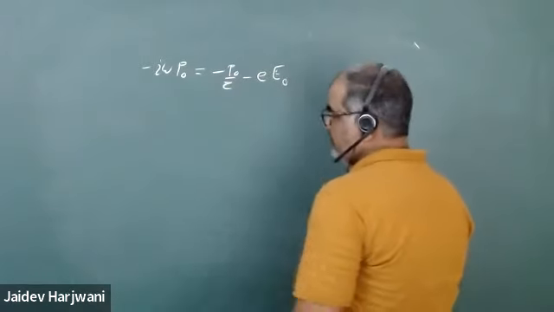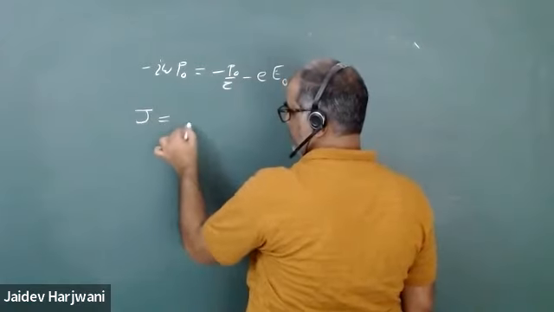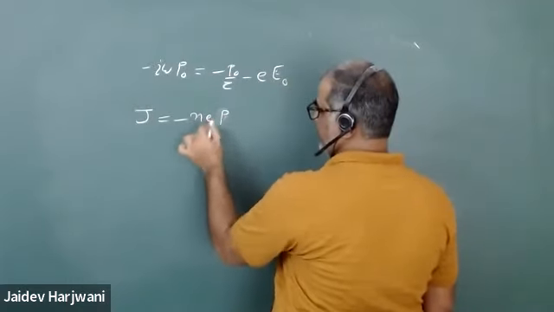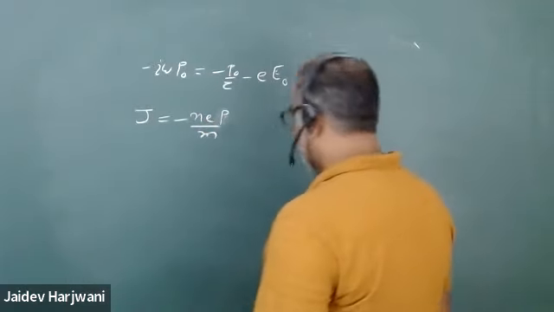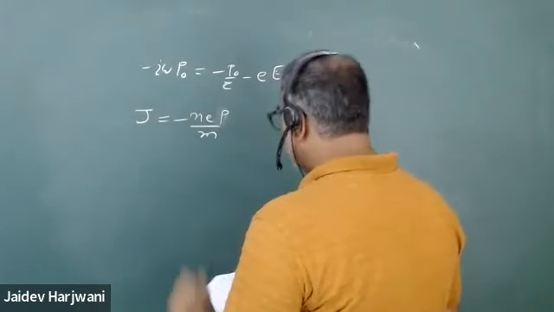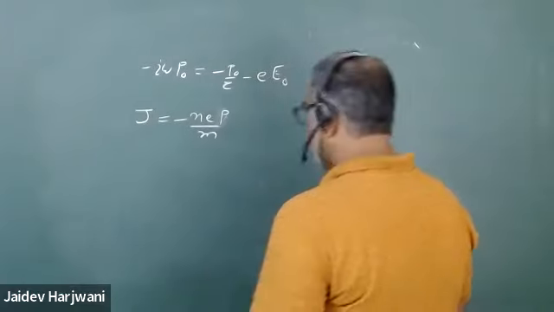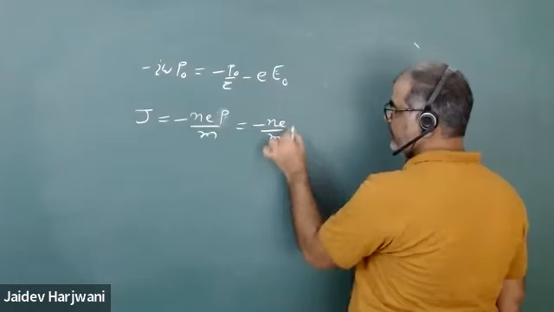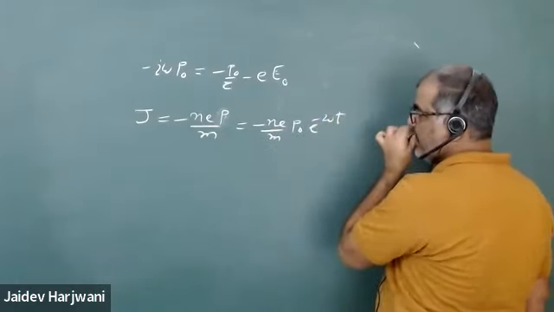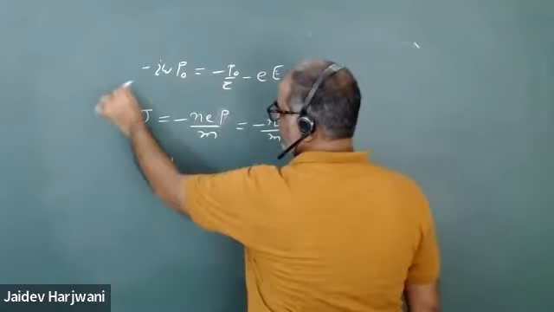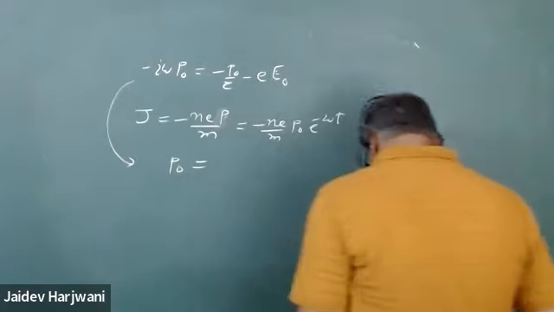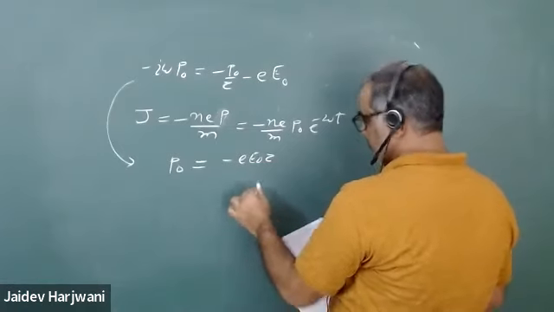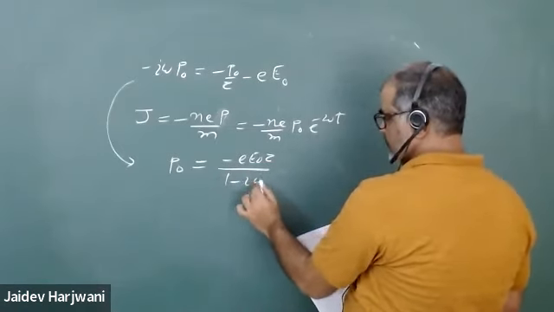Okay, now I want to calculate the current, and you know the electron current is n e v. Since I'm using momentum here, let me write it this way. This is my momentum equation. To calculate it, first I need to calculate, so this becomes minus n e p by m, and you can take the p naught value from here. So this will give me the p naught value, so I'm directly writing: minus e E naught tau upon 1 minus i omega tau.